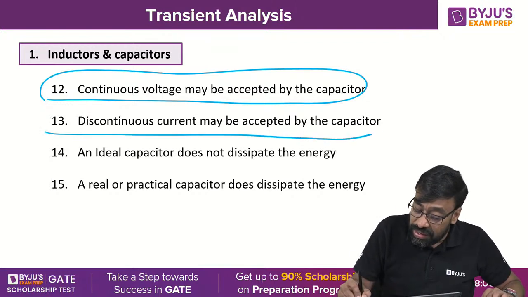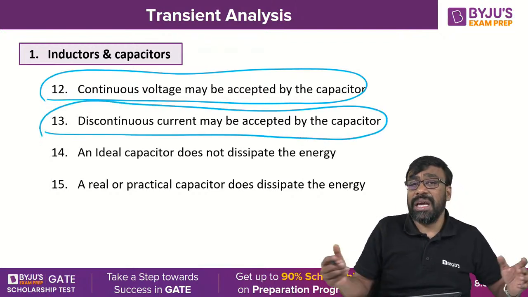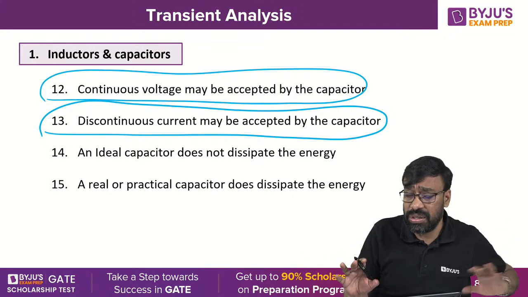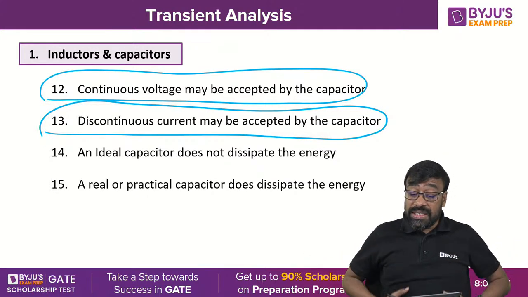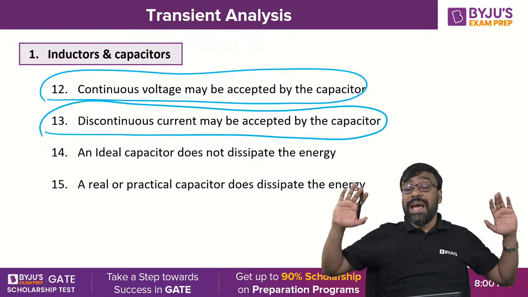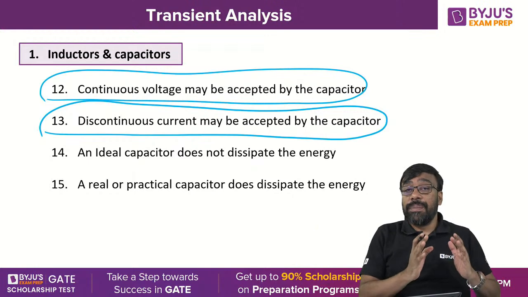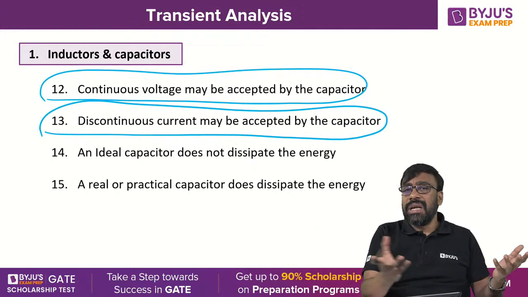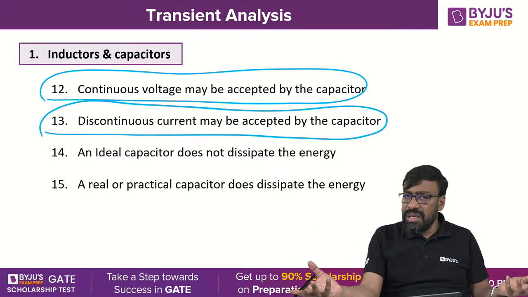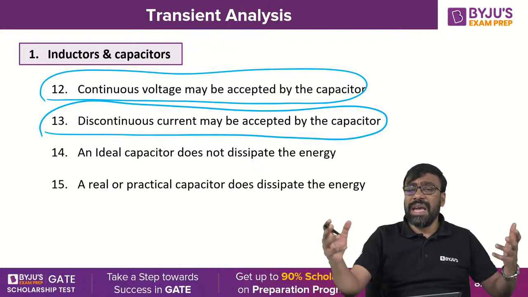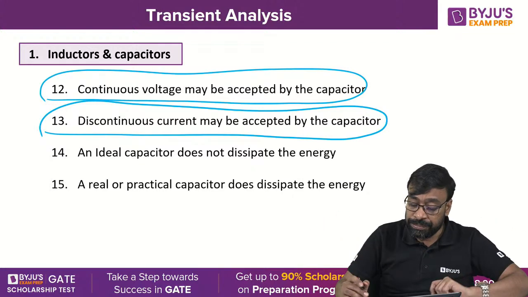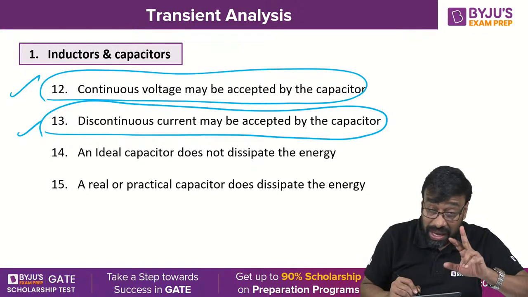Discontinuous current may be accepted by the capacitor. There is no problem for the current actually. The problem is only with voltage. Discontinuous voltage may not be accepted by the capacitor. That means voltage across the capacitor may not change instantaneously, but current through the capacitor may change instantaneously. That means discontinuous current may be accepted by the capacitor. That's it. It's very clear, okay?